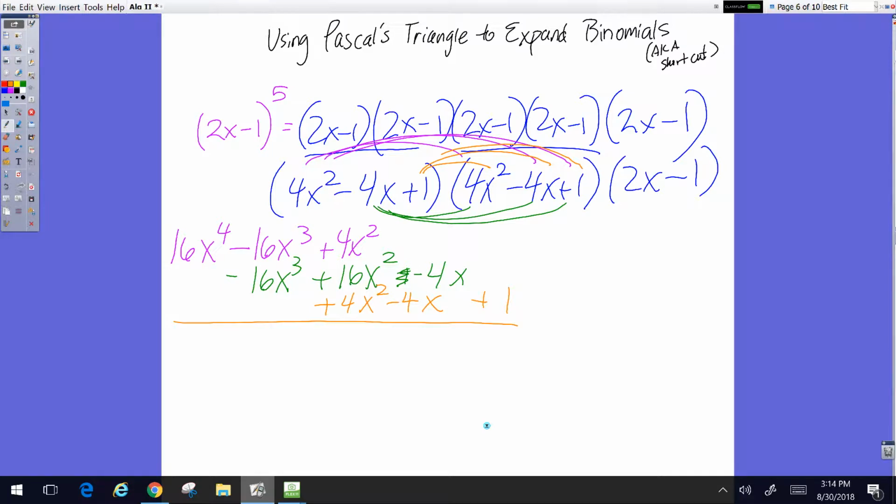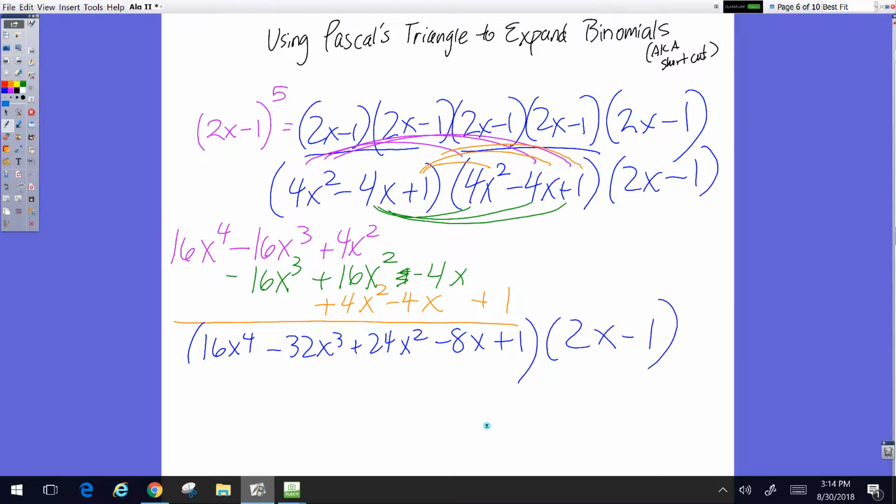Did y'all ever learn to write it where you stack them so your like terms are already lined up? Yeah. Okay. Well, maybe some of you did, maybe some of you didn't. So if I add like terms now, I have 16x to the 4th minus 32x cubed. What is this? 24x squared, and then negative 8x plus 1. Wouldn't it be nice if I were done? I'm not. I'm still not done.